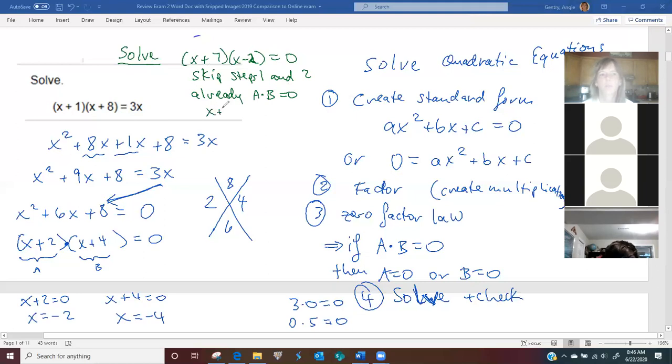So you have x plus 7 is 0, so x is negative 7. X minus 2 is 0, x is 2. Just saying. So don't make it worse. Some people spend 10 minutes doing all this and then figuring out how to factor it. Sometimes they're worse looking than this.